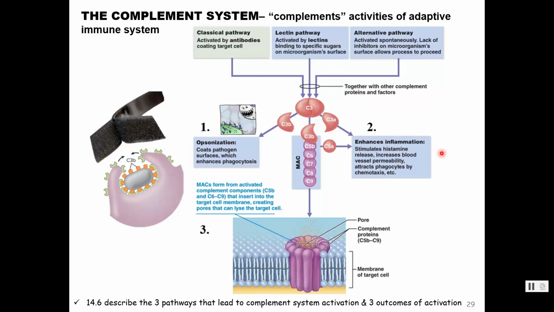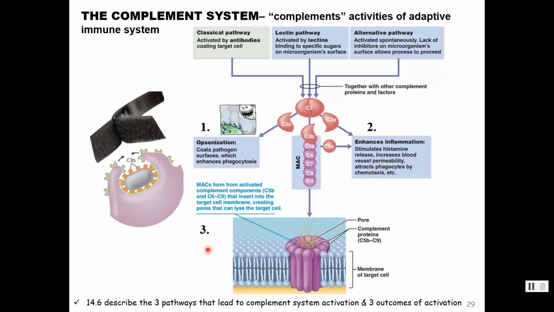I realize we haven't talked about inflammation yet, but it's going to stimulate inflammation by a release of histamine. It's going to increase blood vessel permeability, so we're going to get more blood and more white blood cells to the area. It is going to attract phagocytes by chemotaxis. It's going to call those white blood cells to that area of invasion or trauma. So inflammation responds that way, and we'll hit that next lecture.